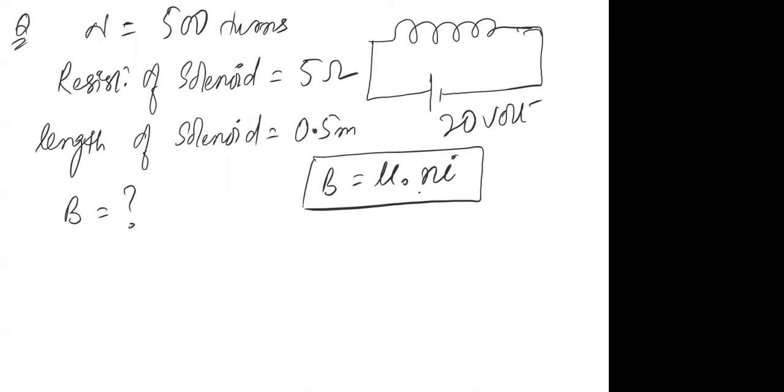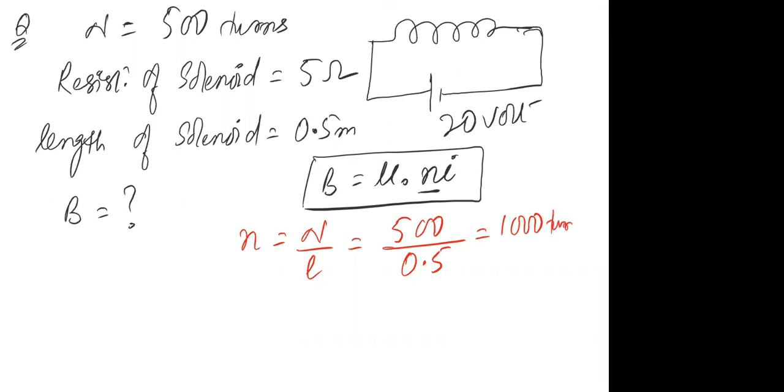What is this small n? Small n is the number of turns per unit length. I just told you small n can be written as capital N divided by length. And what is the value of this capital N? It is 500 and length is 0.5. So the value of small n is 500 divided by 0.5. If you divide the two, how much are you getting? You will be getting 1000 if I'm not wrong. 1000 turns per meter. This is your number of turns per unit length. Clear?